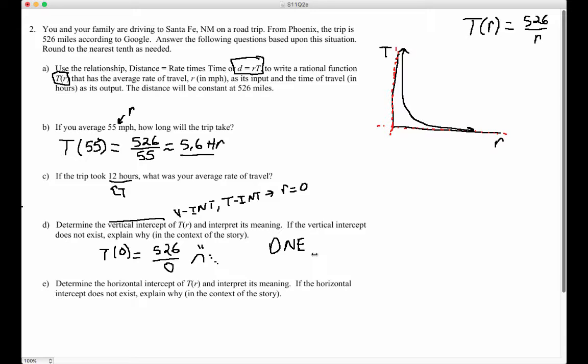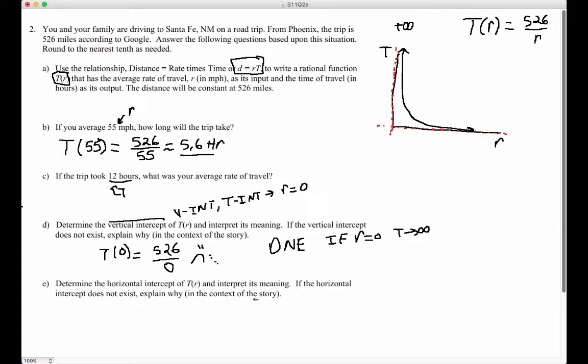And if you think about it, it kind of makes sense. In a way, it looks like where is this heading off to? It's heading up to positive infinity. And thinking about the practicality here, if r is equal to 0, then that means that time is going to go to infinity. It's going to take you an infinite amount of time to get to Santa Fe. This is not a very good road trip. I don't want to go with you. I'm staying home.